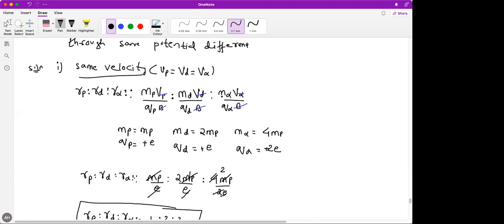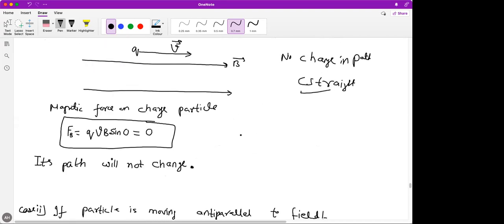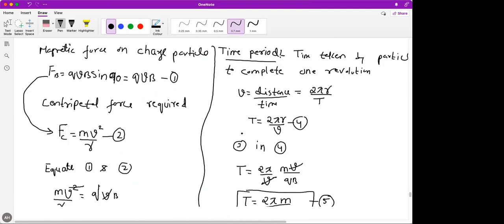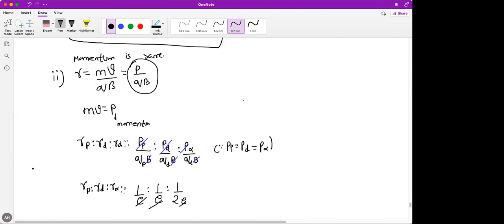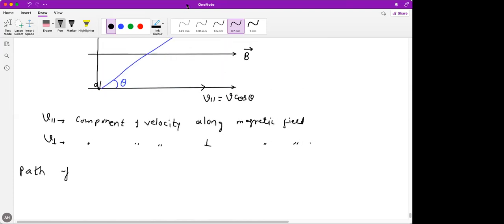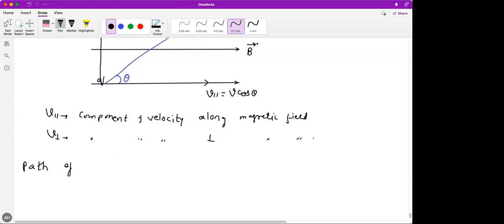If the charged particle is moving parallel, then the path would be a straight line. If the charged particle is moving perpendicular, then the path would be circular. We will use these two parts simultaneously here. So let's first calculate the path of the charged particle.